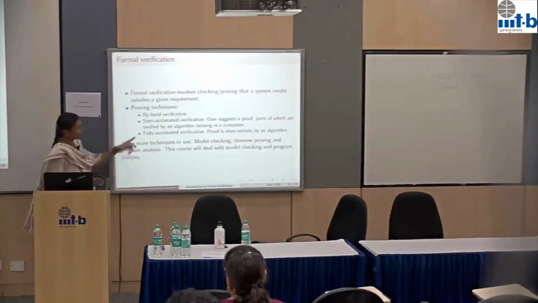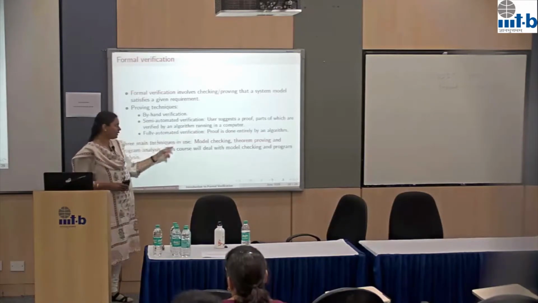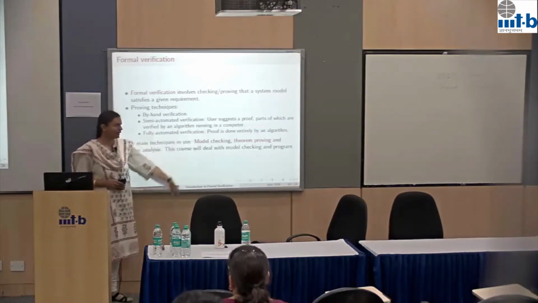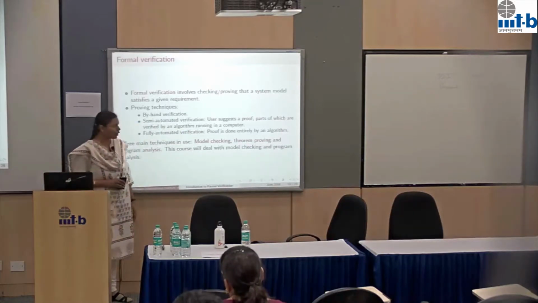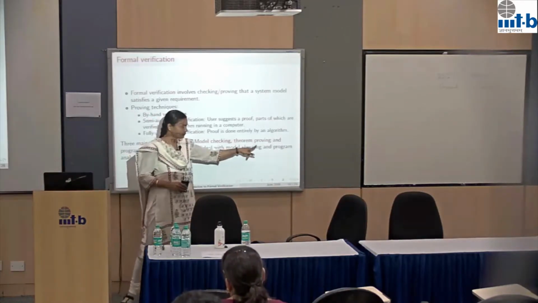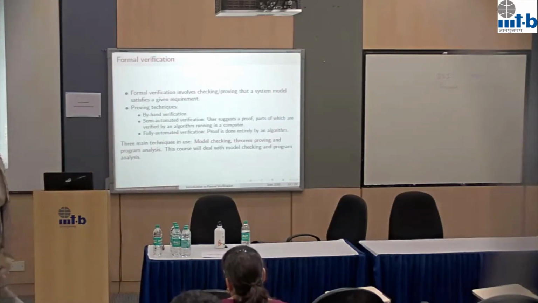And then there's something called semi-automated. As the word says, it's partly automated. The user gives parts of it, and parts of it are verified by an algorithm running on a computer. These things are done by tools called theorem provers. The name itself might sound funny, but it's a tool that does proving of a theorem. You're able to understand? It tries to prove a theorem.